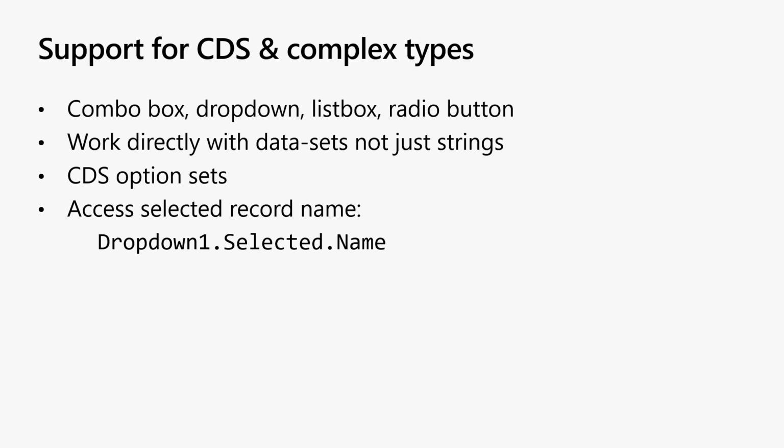So basically what these controls now, when you go to drop down .selected, it gives you the actual record, just like gallery does, just like other controls do and should do. And if you want to get the name, you can just do the dot notation and find the field of that selected item for what's there.